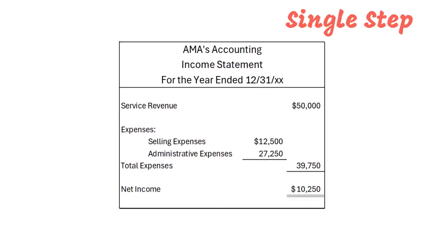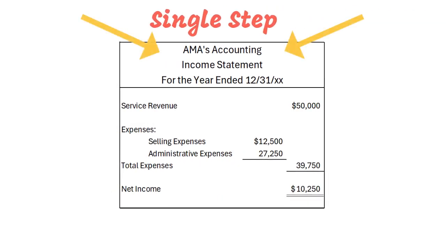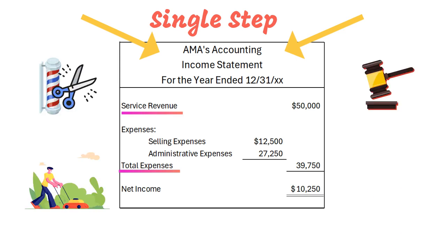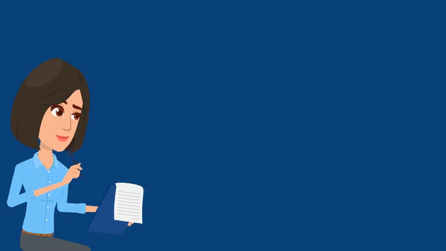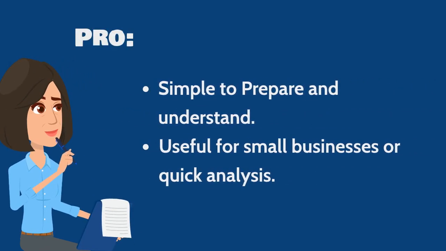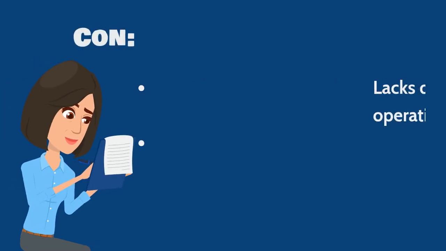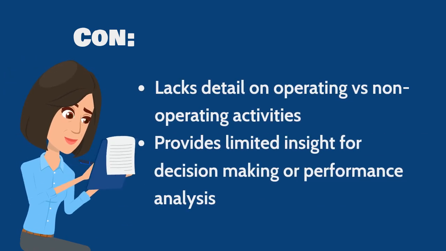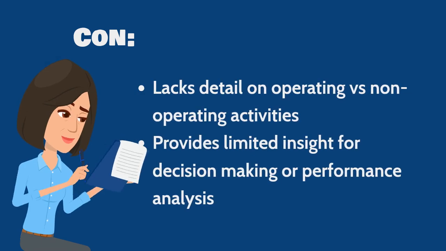Let's start with a single-step income statement, which shows the company name, the title of the statement, and the time frame covered in the report. Reports can be prepared monthly, quarterly, but at the very least annually. The single step shows all revenues minus all expenses and is more commonly used in service businesses like salons, lawn care, attorneys, and even accountants. That's me. Single steps are easy to prepare and understand. They're helpful for small businesses and quick performance analysis. However, they lack detail on operating versus non-operating, which we'll cover in a minute, and the single step provides limited insight for decision-making or performance analysis.